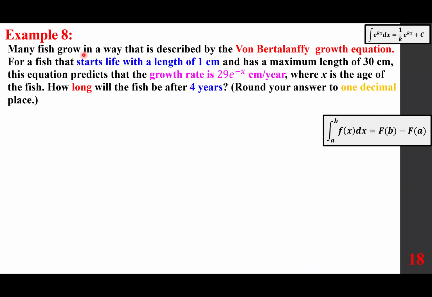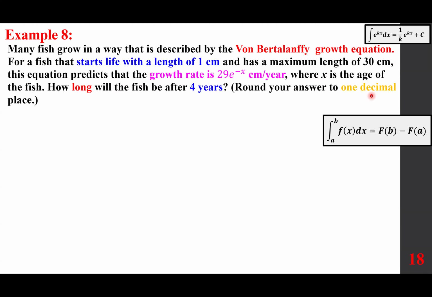Example 8. Many fish grow in a way that is described by the von Bertalanffy growth equation. For a fish that starts life with a length of 1 centimeter and has a maximum length of 30 centimeters, this equation predicts that the growth rate is 29 e to the power minus x centimeters per year, where x is the age of the fish. How long will the fish be after 4 years? I'm going to go with 1 decimal.